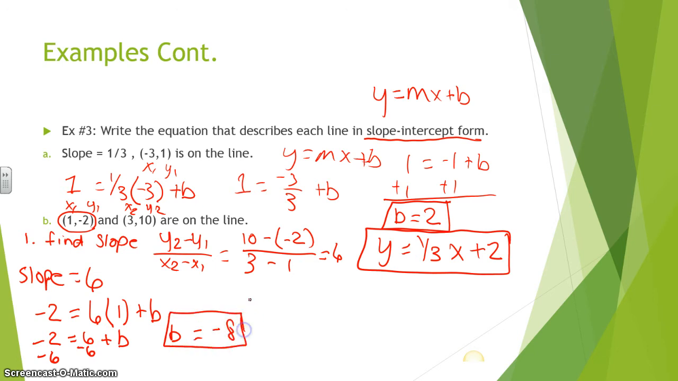Now that I found my y-intercept, I can write this in the slope-intercept form, in the form of y equals mx plus b. My m is 6, so 6x, plus my b, my y-intercept, is -8. And this is my final answer for B.